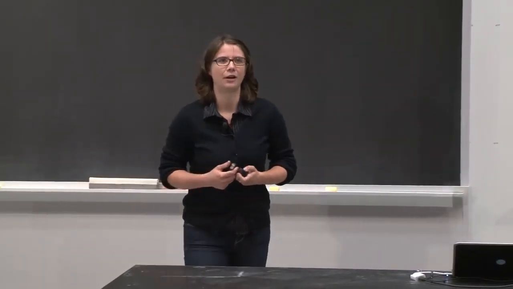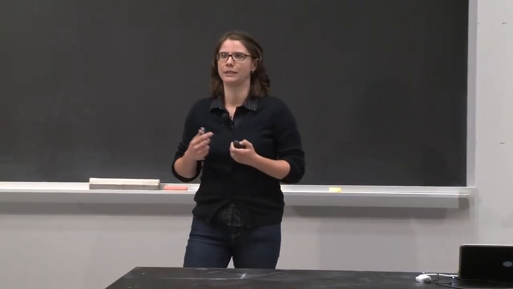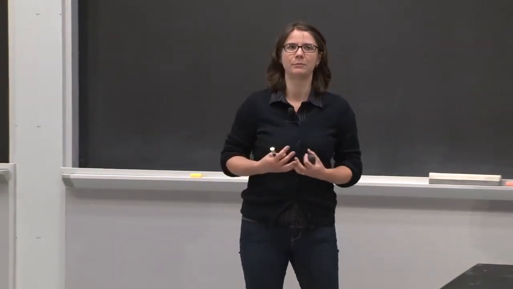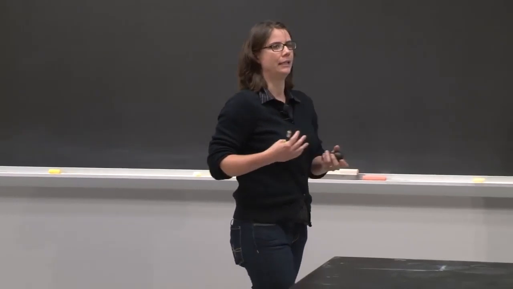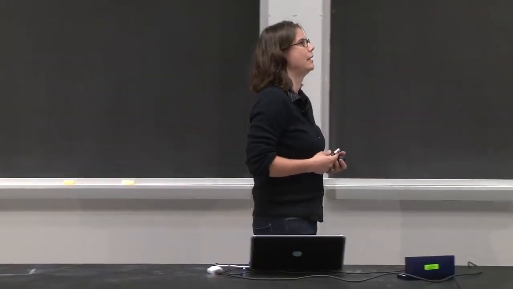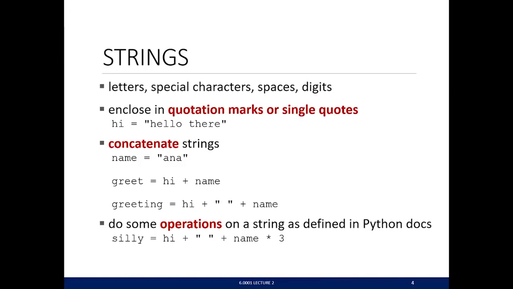All right, so let's begin by looking at strings. So strings are a new object type. We've seen so far integers, which were whole numbers, floats, which were decimal numbers, and we've seen booleans, which were true and false. So strings are going to be sequences of characters. And these characters can be anything. They could be letters, digits, special characters, and also spaces. And you tell Python that you're talking about a string object by enclosing it in quotation marks.